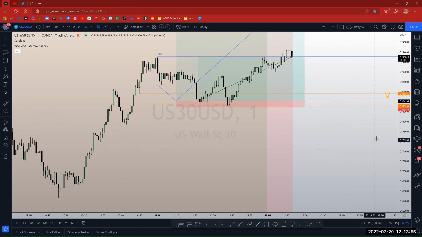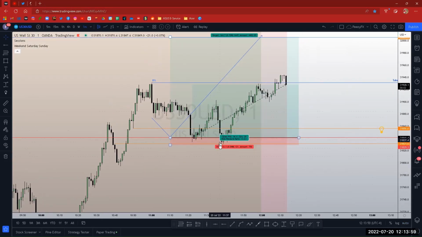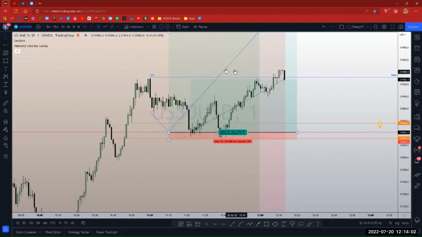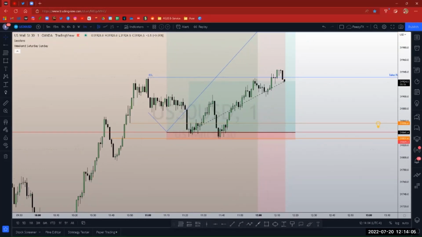Looks like we about to get a little bit of a... We might retest and come back down here and run out this low right here. We just closed up above this buy side liquidity. So let me take a little bit off right here. Take a little bit off right there.